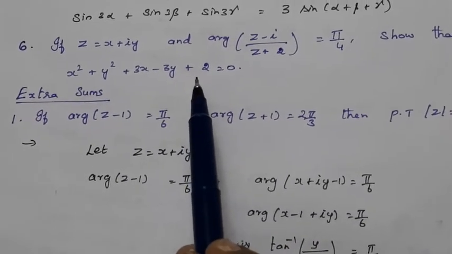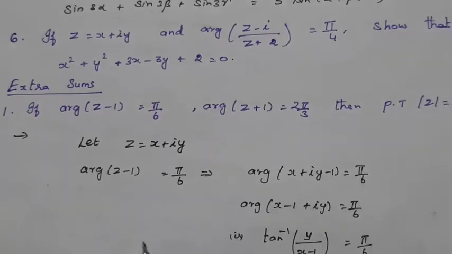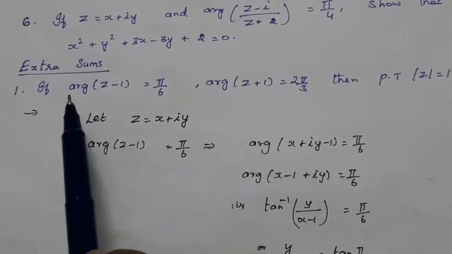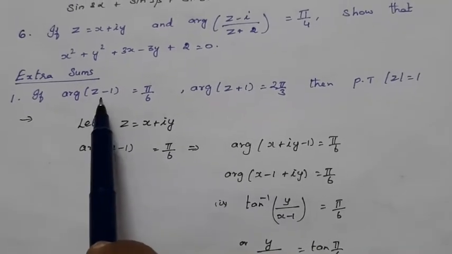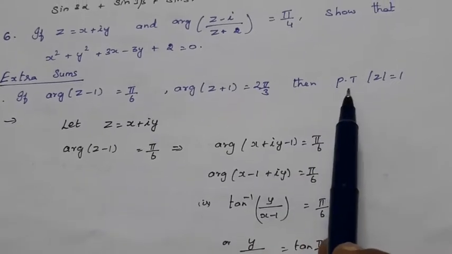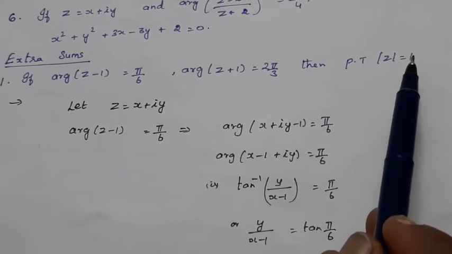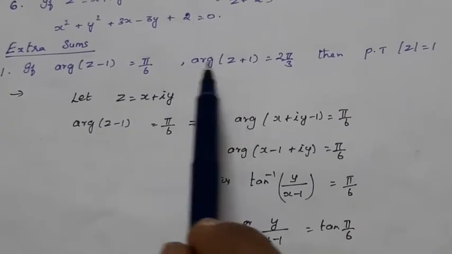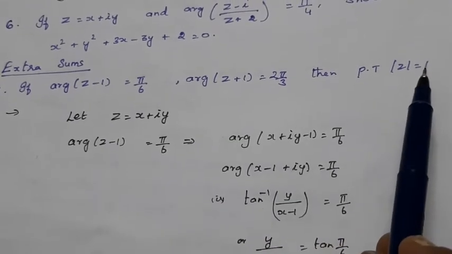Okay, just try it. And I have given some extra problems. The first extra problem, look at the first one: if the argument of z minus 1 is pi by 6 and the argument of z plus 1 is equal to 2 pi by 3, then prove that the modulus of z is equal to 1. So, given two conditions, you have to show that the modulus of z is equal to 1.